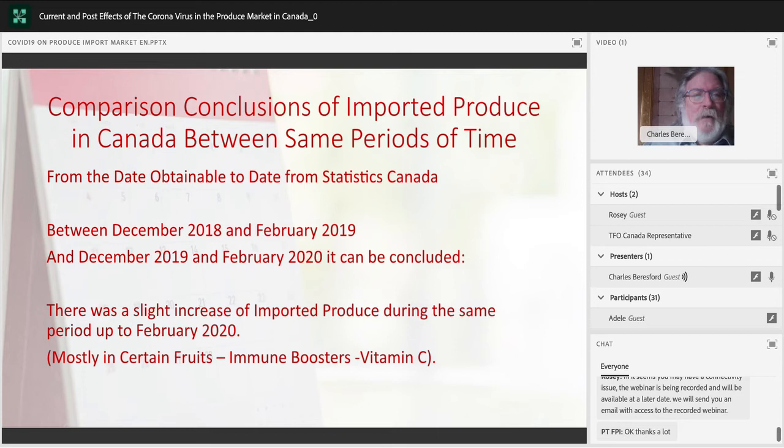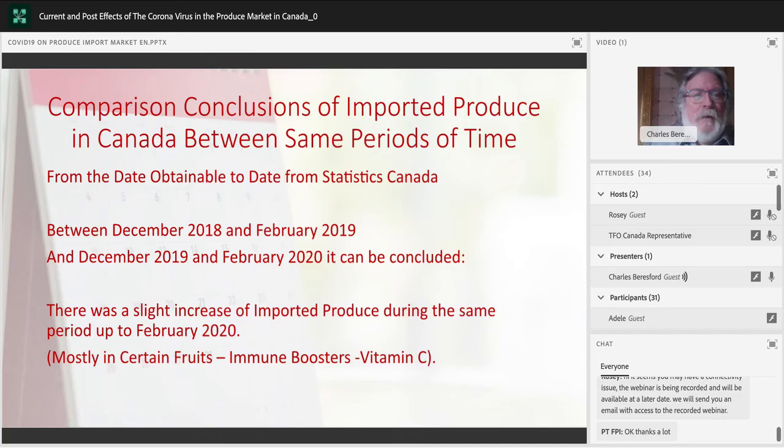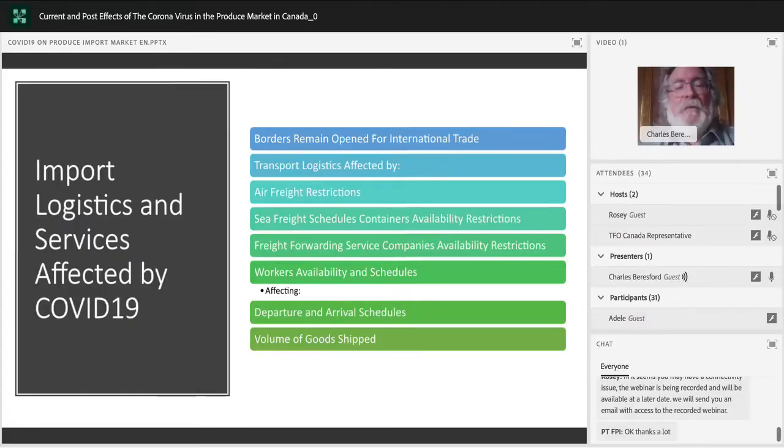Import, logistics, and services have been affected by COVID-19. Sure, borders remain open for food, especially in Canada, for business, very important for significant and essential businesses. Transport logistics are somewhat affected. There's fewer people driving, there's different shifts in customs, and then the customs agents. There are some delays, right?